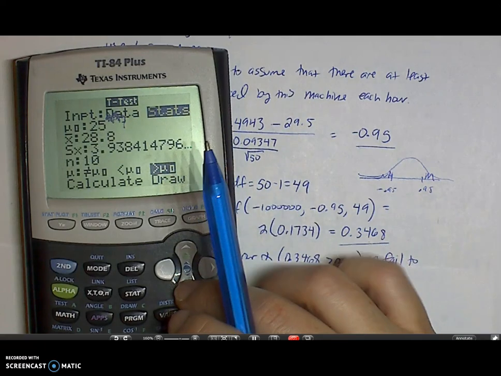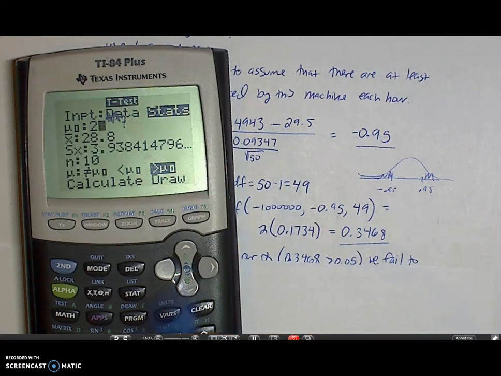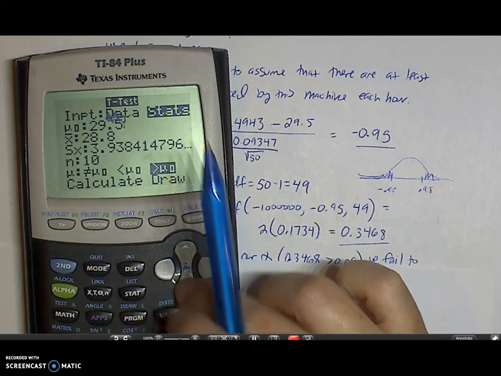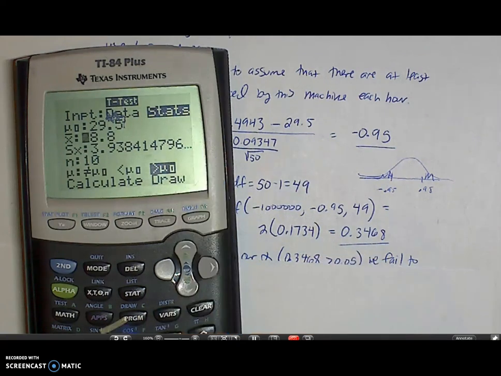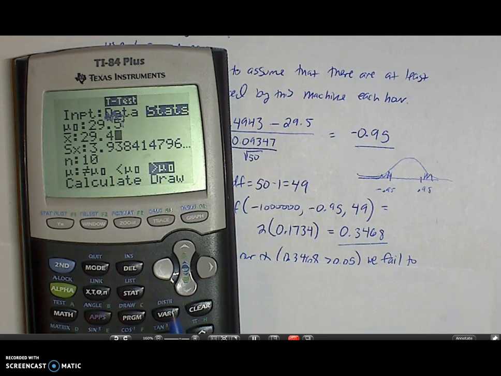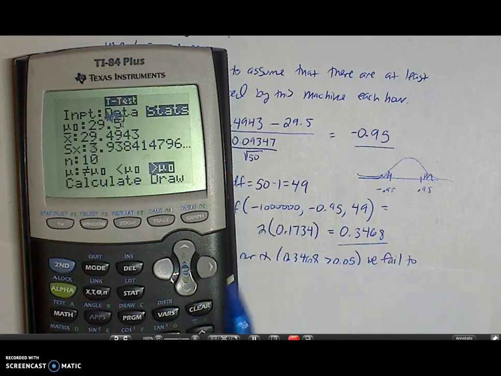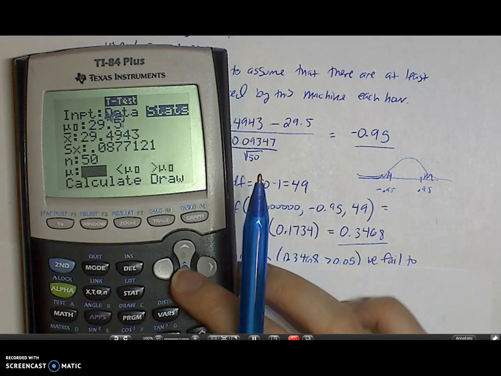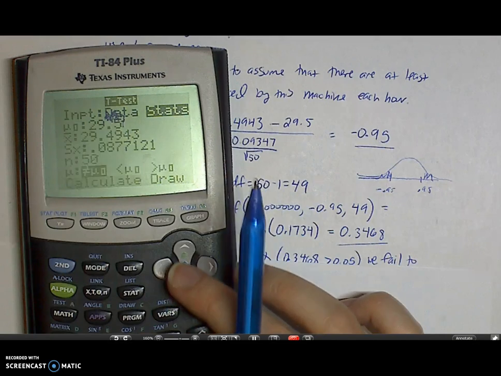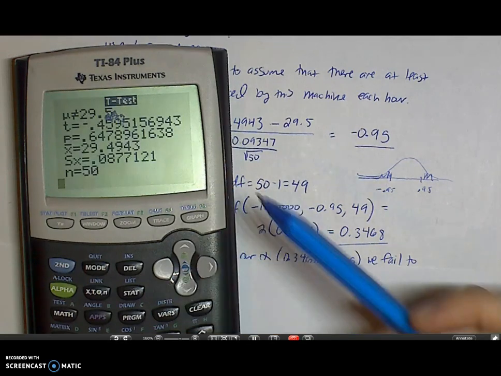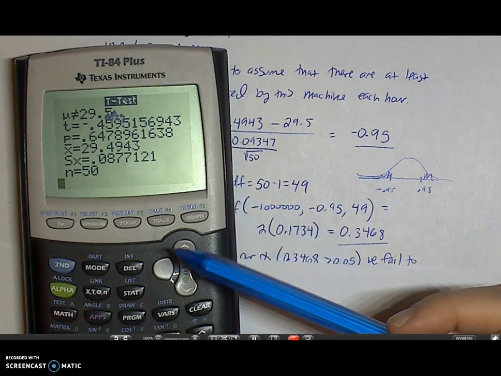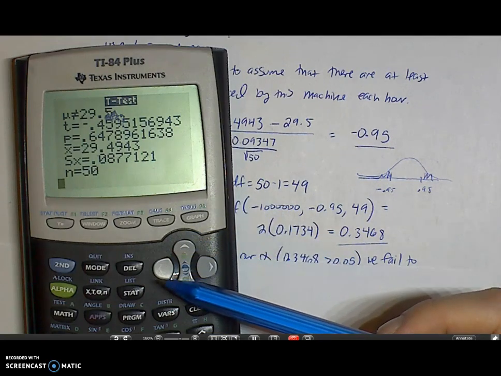So you have to enter in all the things. So we're claiming 29.5. The sample mean was 29.4943. The sample standard deviation was 0.0877121. Sample size was 50. Two-sided test. Gives me the same things. No, it doesn't.